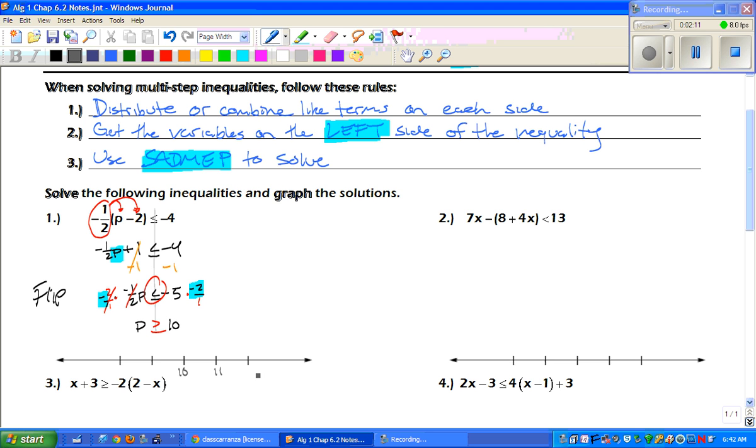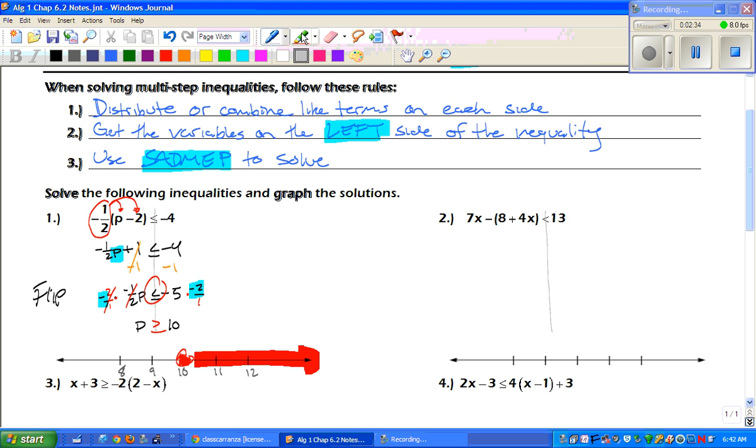So when we're doing our graph, 10, 11, 12, 9, and 8, we go 2 above and 2 below. Is it open or closed? It is closed. And then we need to shade to the right. And there we go.